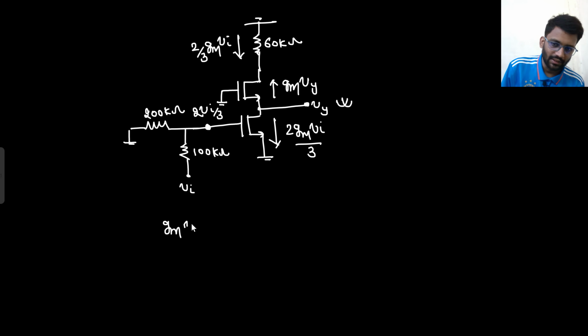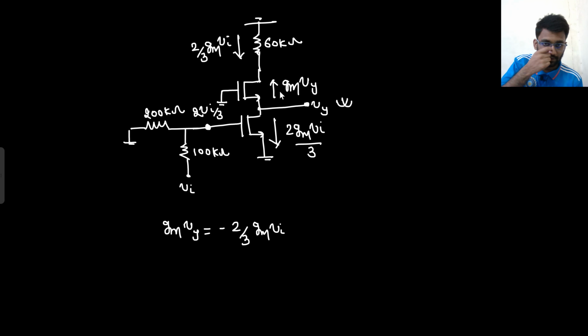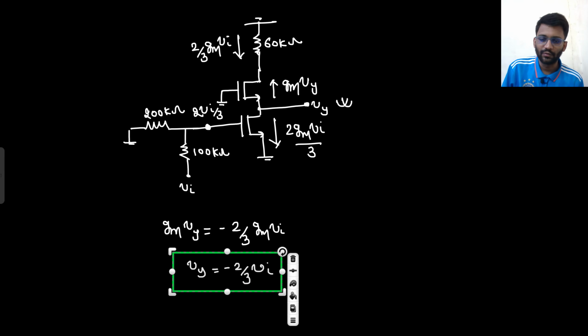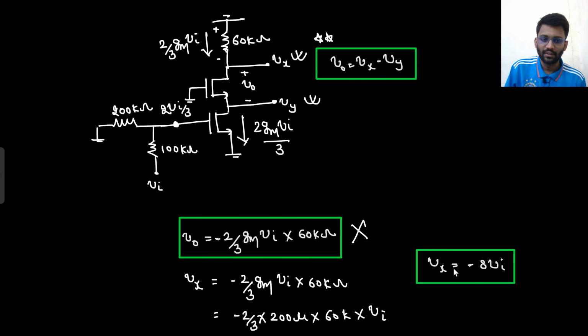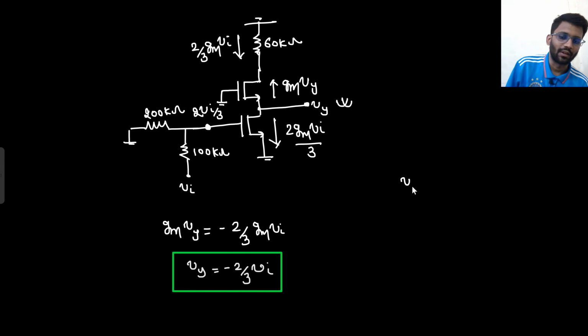So here you can see that Gm Vy is equal to minus 2 by 3 Gm V in, right? This current would be the negative of this current. Gm Vy would be equal to minus 2 by 3 Gm into V in. So Vy would be equal to, Gm would be cancelled, minus 2 by 3 V in. This is your Vy. So you have the value of Vx as well as Vy. Vx and Vy. So what will be your V naught now?